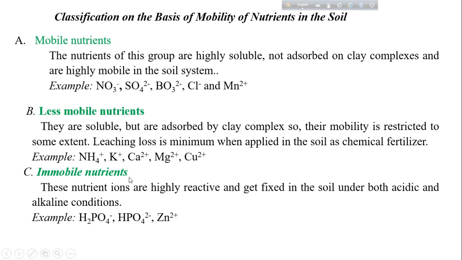Group C, immobile nutrients. These nutrient ions are highly reactive and get fixed in the soil under both acidic and alkaline conditions. Examples of this group are phosphate, sorry, they are dihydrogen phosphate, monohydrogen phosphate, and zinc divalent. They can be easily fixed in acidic soil or even alkaline soil.